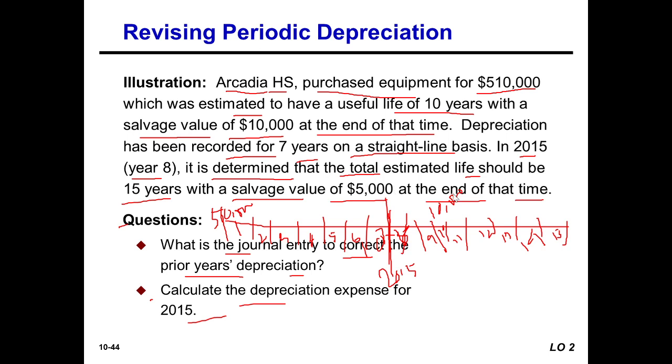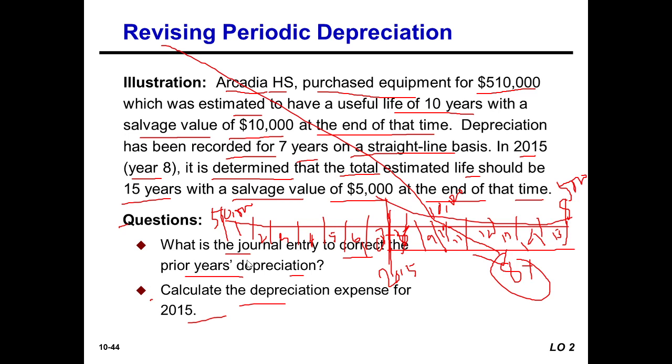It is determined that the total estimated life should be 15 years. That means another 8 years remaining when you revise the years. Okay, I think everybody is clear. It should be 15 years, and the salvage value will be $5,000. Now the question: what is the journal entry to correct the prior year's depreciation, and calculate the depreciation expense for 2015.